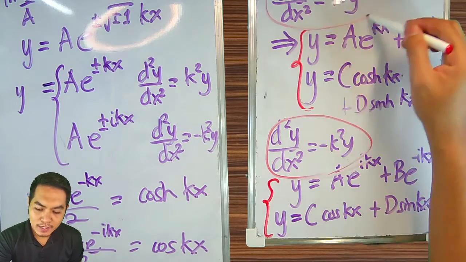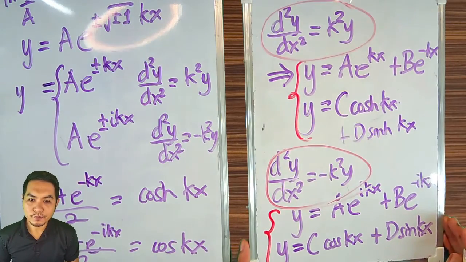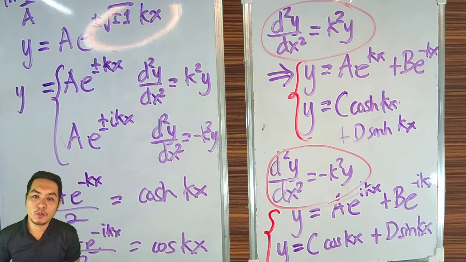Similarly, for this differential equation, you also have these two solutions, the hyperbolic function solution. So that's it. That is how we solve the harmonic oscillator differential equation.